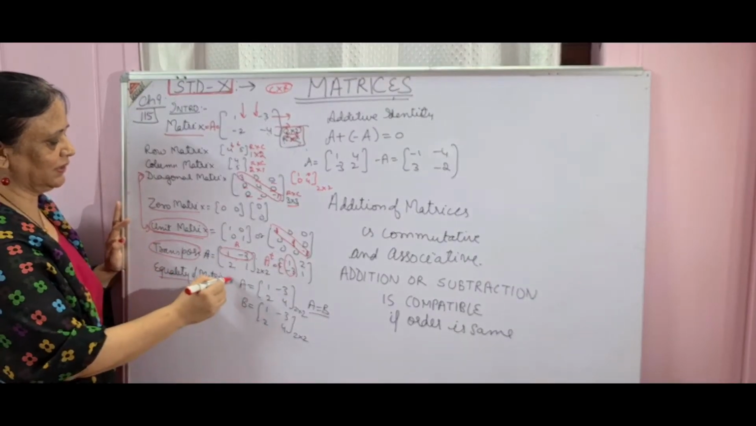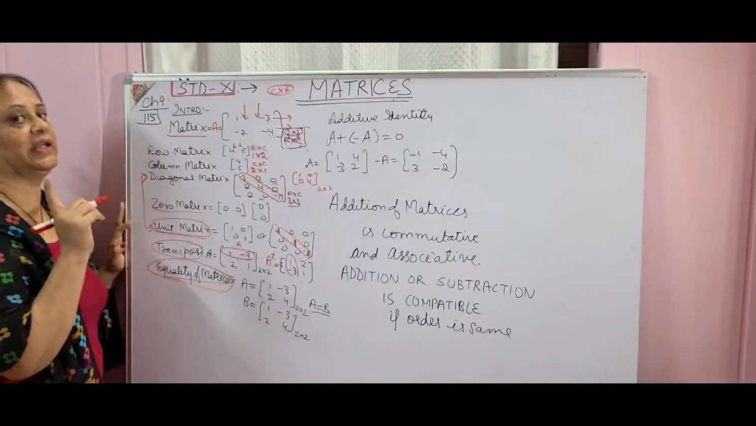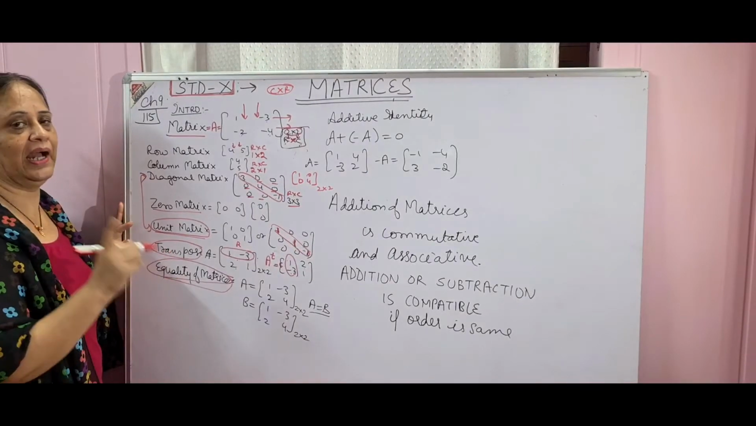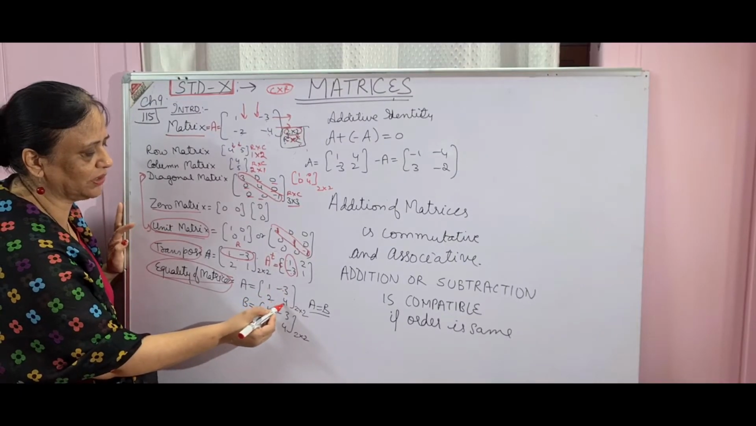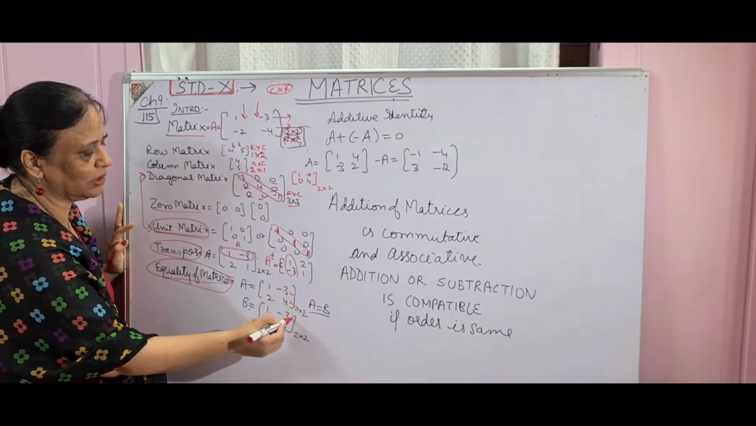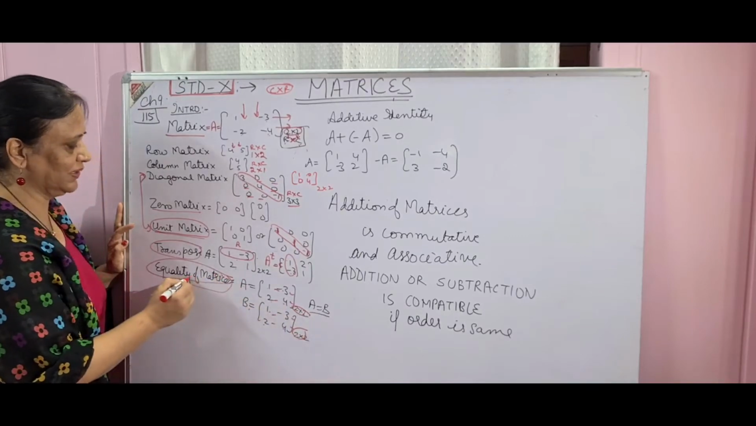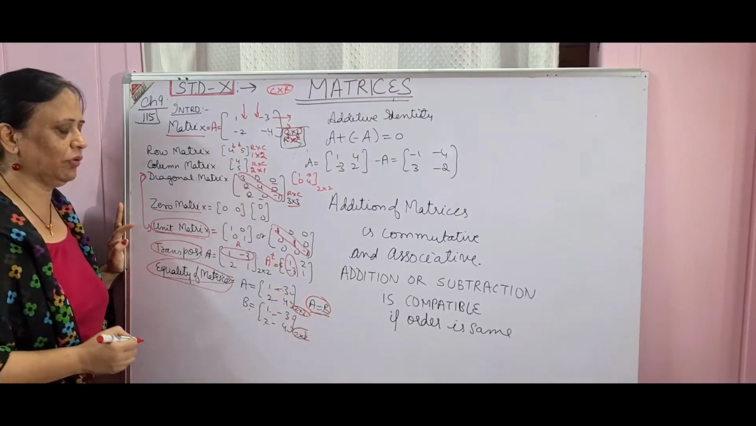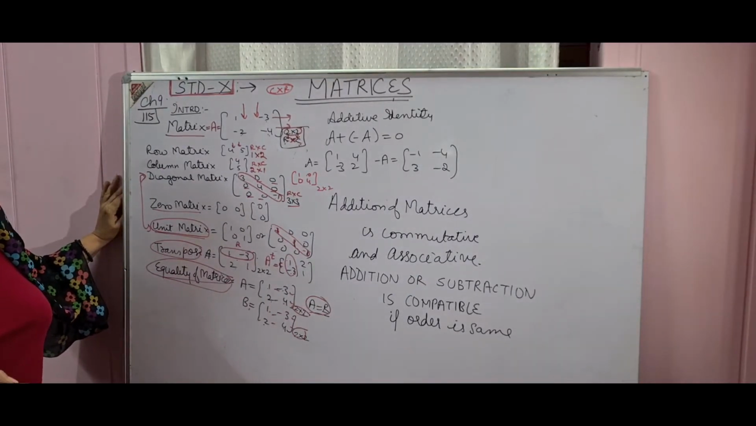Then equality of matrices. This is also very important and will be used in the questions. Whenever two matrices are equal, it means they have the same order and their elements are also the same. For example, A is 1, minus 3 first row, 2, 4 second row. B is 1, minus 3 first row, 2, 4 second row. See, the elements are the same in both matrices and their order is also the same. These are called equal matrices, and equality of matrices holds, that means the corresponding elements are equal, and this principle we are going to use to solve the sums.